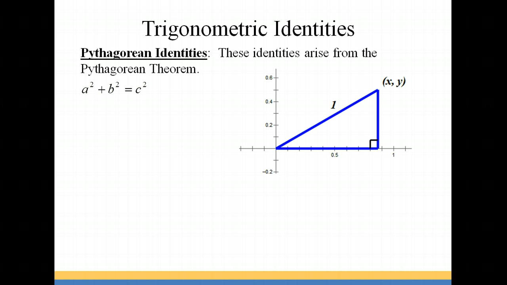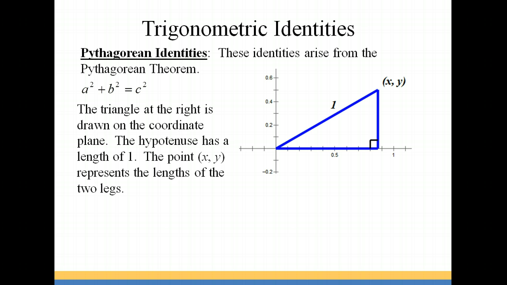Next, we're going to talk about the Pythagorean identities. These arise from the Pythagorean theorem, which is a squared plus b squared equals c squared. We've drawn a triangle on the coordinate plane with a point (x, y) at the top right-hand corner of the triangle. The hypotenuse of the triangle is 1. The lengths of the legs of the triangle are x and y. So if we tried to put this triangle into our Pythagorean theorem, a would be x, b is y, and c is 1. So we get x squared plus y squared equals 1 squared, or 1.